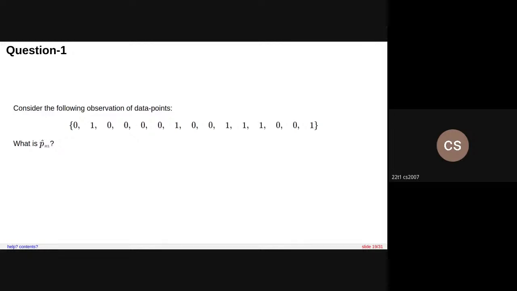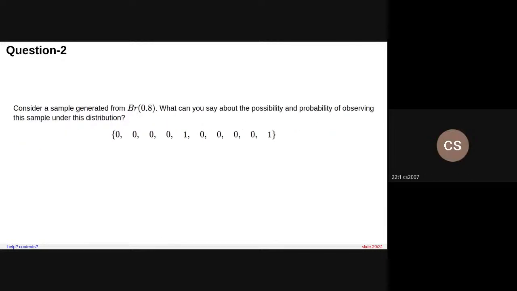I'll be plugging in some activity questions here and there. You can just tell me the value and we can move on. What will be P hat ML? You just tell me the ratio, that's enough. 6 by 15. That is correct. Okay, so we are moving on.